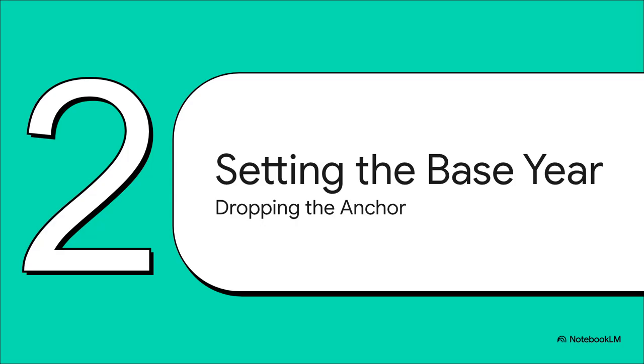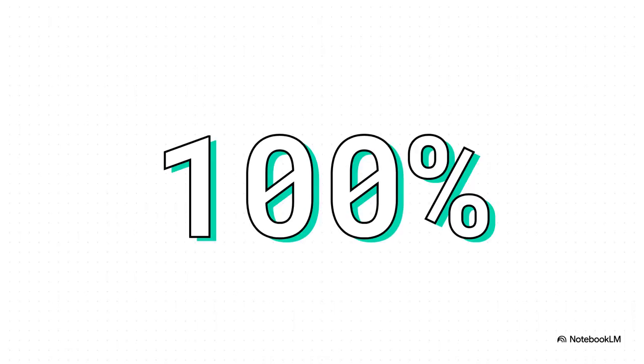Let's move to Section 2, Setting the Base Year, or as I like to call it, dropping the anchor. The entire mechanic of trend analysis relies on one simple step, taking a base year amount and assigning it the absolute value of 100%. Think of this as your financial starting line. Every single subsequent year is going to be measured relative to this anchor. So if a line item in year 2 calculates out to 120%, you instantly know, boom, it grew by 20% from your starting point.